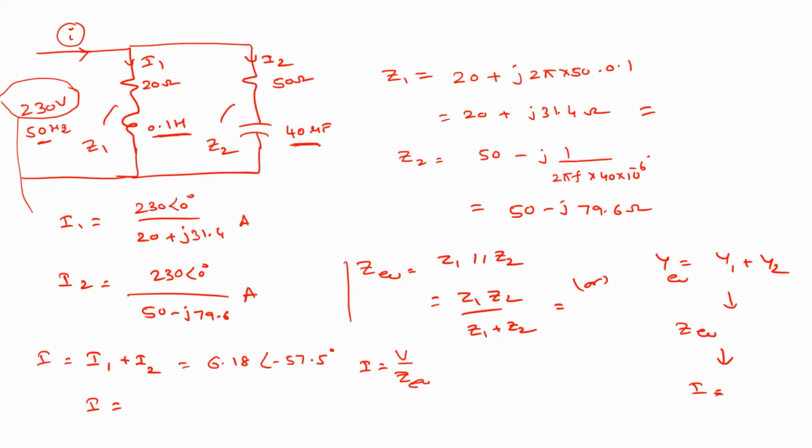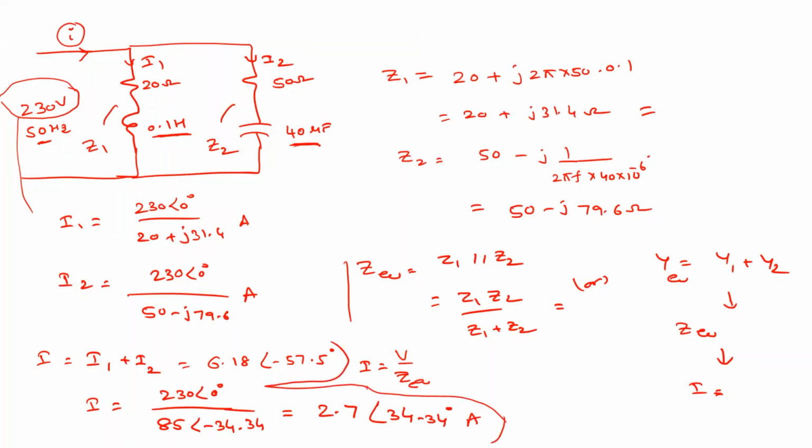I2 I'm finding, sir. So you can find that. I will write the value: it is 0.85 at an angle of 34.34 degrees. So the total translates into 2.7 amperes at an angle of 34.34 degrees. So this is the value of I. The final answer is 2.7 at an angle 34.34.